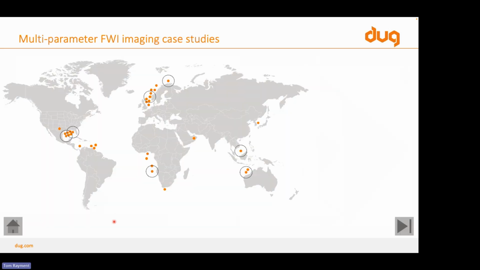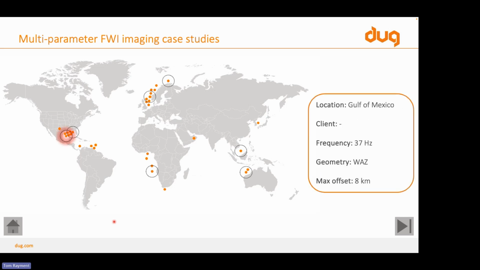So a couple of other examples now, but this time from Gulf of Mexico. So deep water, Gulf of Mexico for salt imaging. And this is one of the areas where in complex environments, this technology can add a huge amount. So this is a wide azimuth acquisition with max offsets of 8 kilometers for salt imaging with a maximum frequency of 37 hertz.